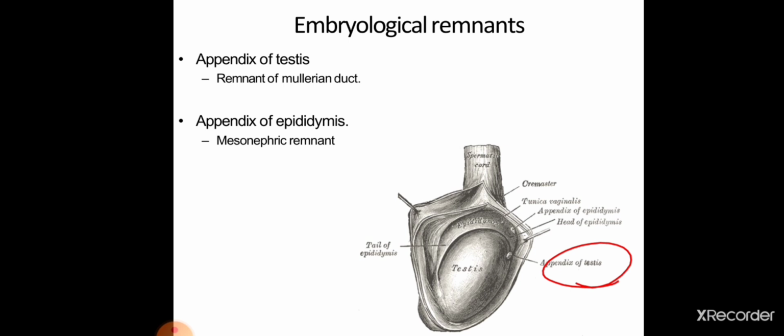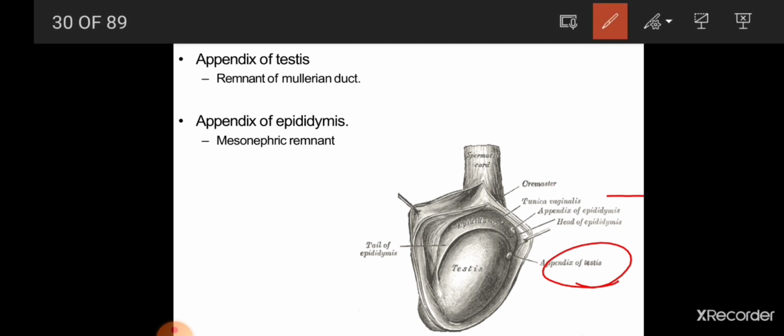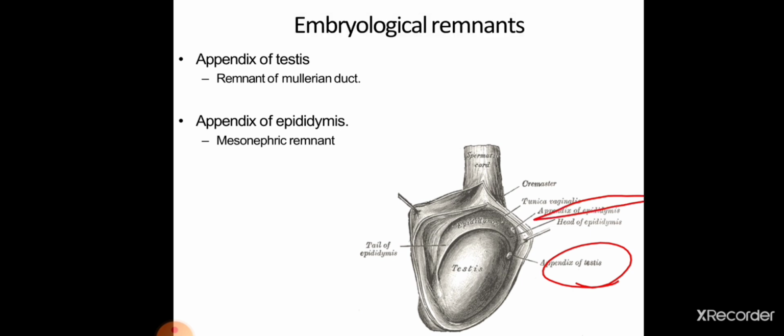Next is the appendix of epididymis. So here we have the appendix of epididymis. It is the remnant of the mesonephric duct. This mesonephric duct forms the kidneys.